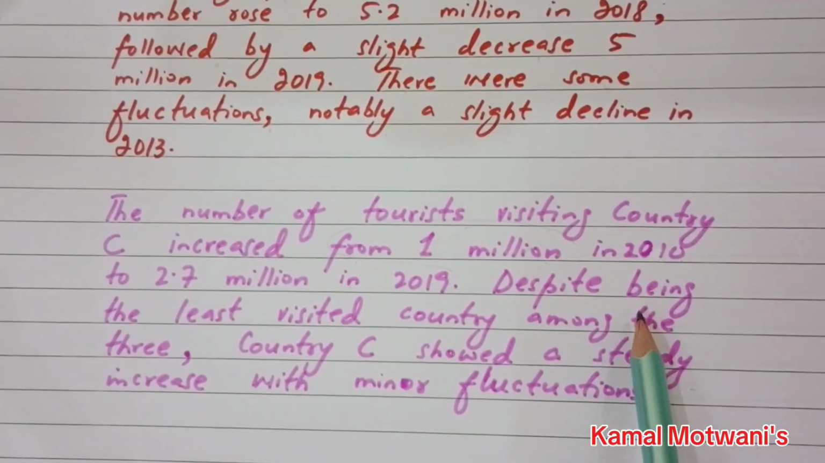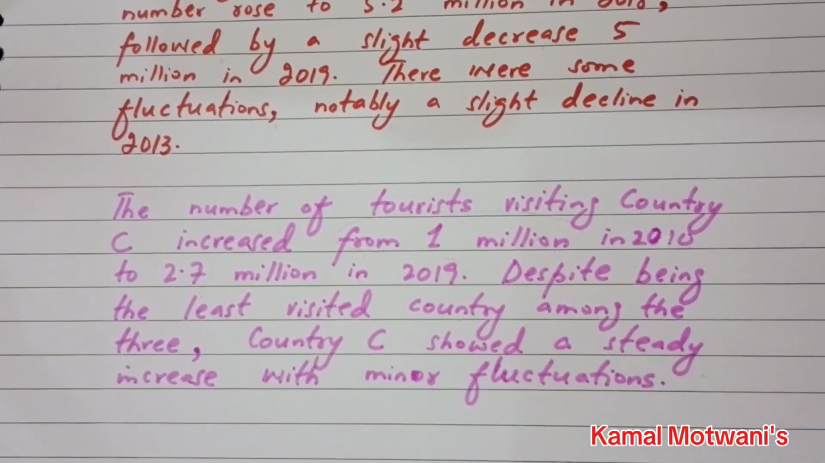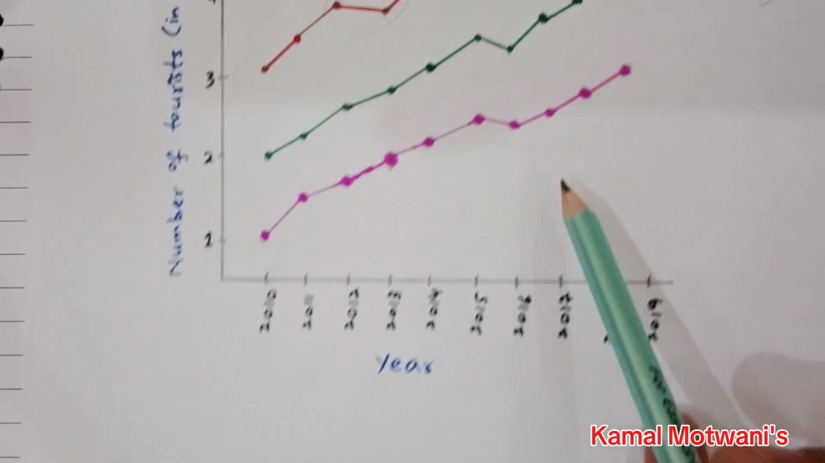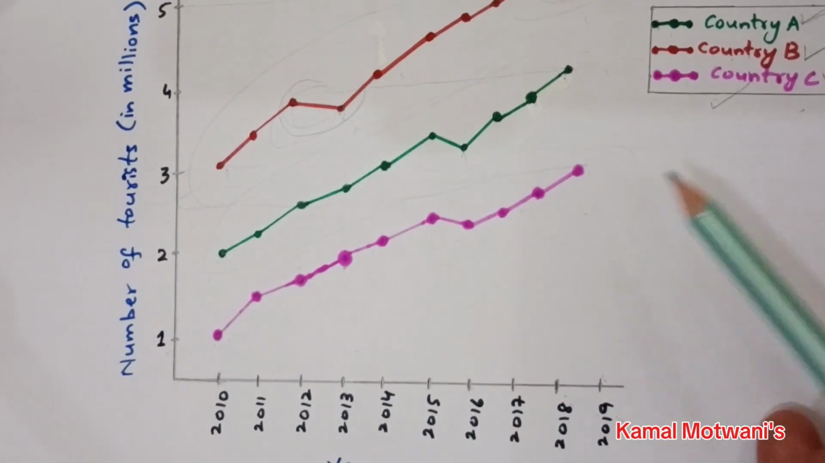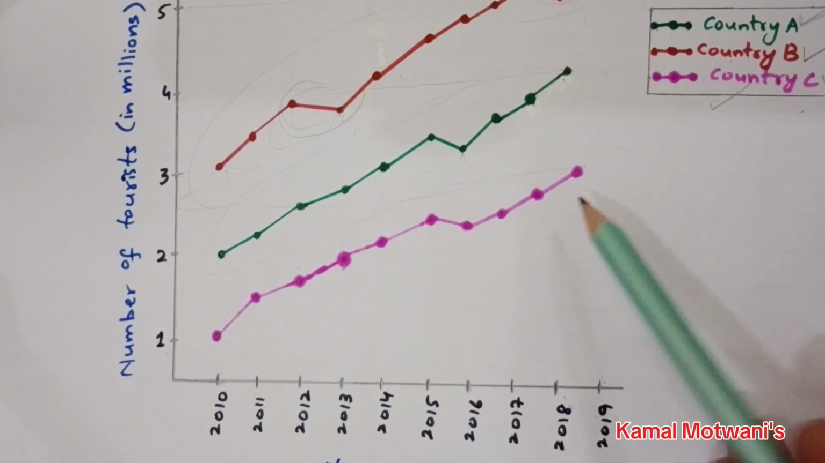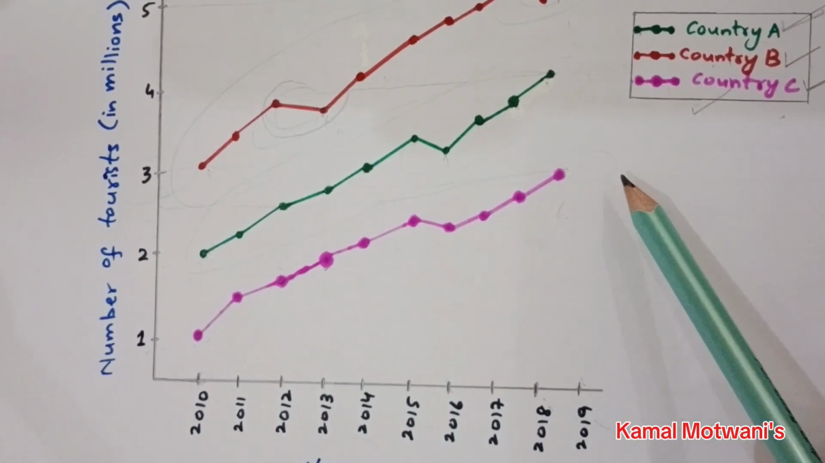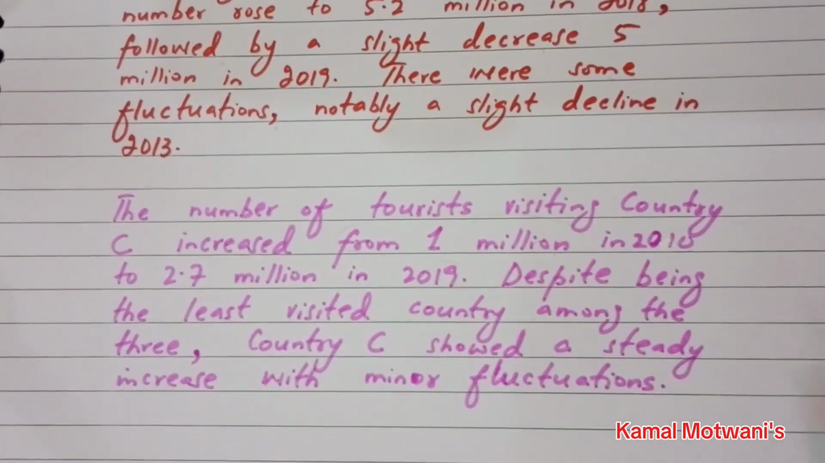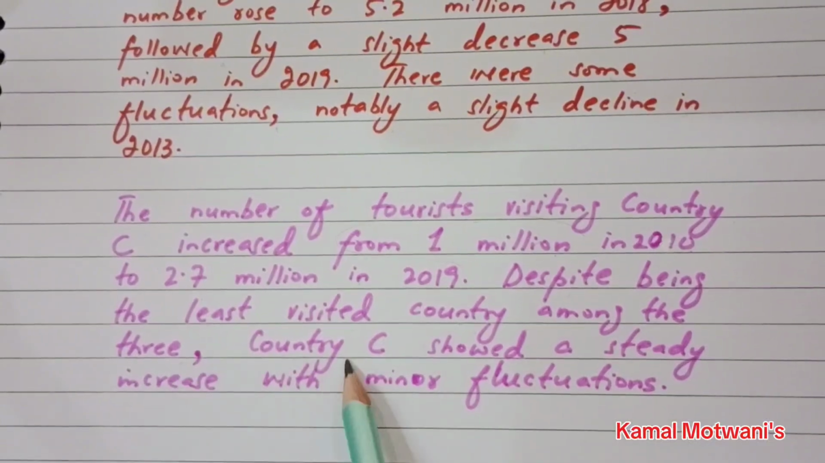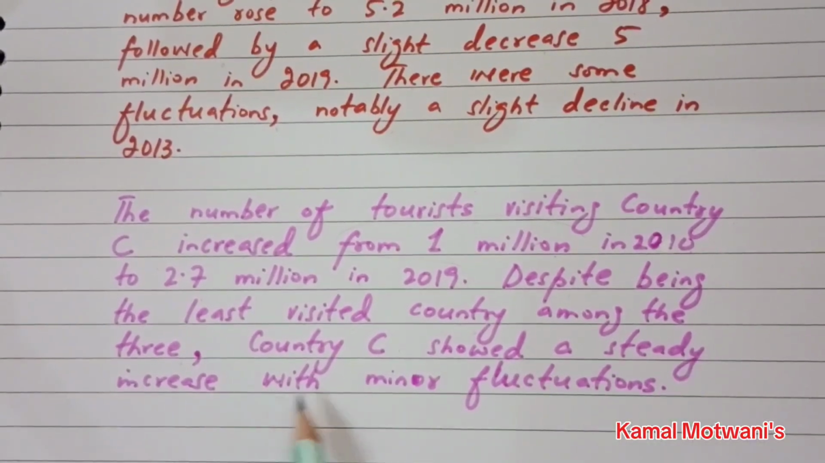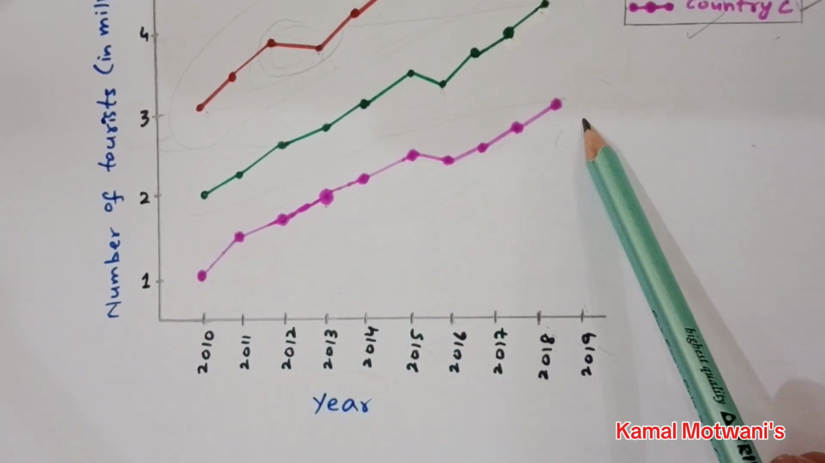Okay. Despite being the least visited country, you see why least visited? Because it has the lowest number of tourists. We have already written this information in the overall view as well, which country witnessed the highest number of tourists and which country witnessed the lowest number of tourists. So what does it say? Despite being the least visited country among the three, country C showed a steady increase with minor fluctuation. You can see the growth was steady.